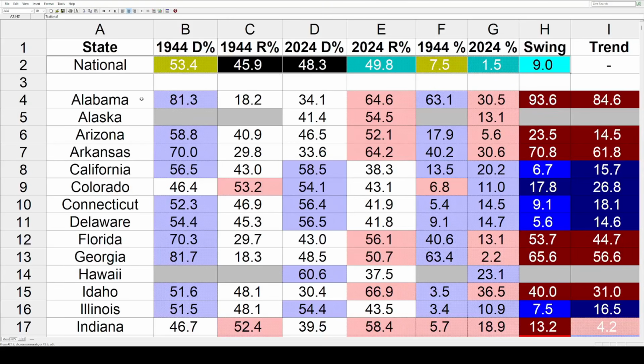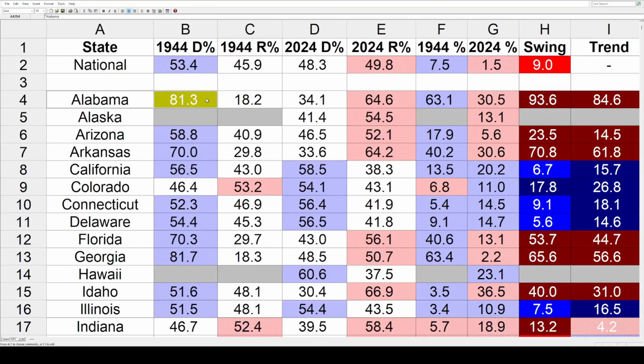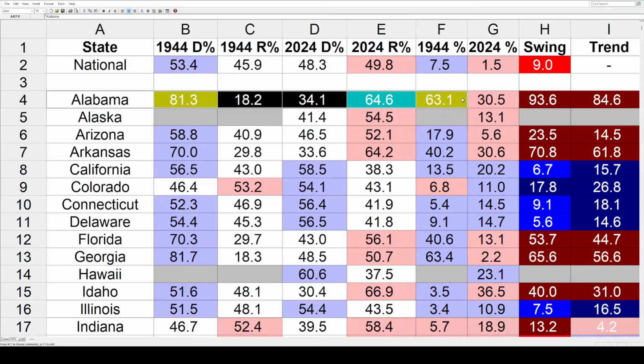Let's start in Alabama. In 1944, Roosevelt carried the state with 81.3. Dewey got 18.2. In 24, Harris went down to 34.1. Trump went up to 64.6. The margin for Roosevelt in 44 was 63.1. And the margin for Trump in 24 was 30.5. At 63.1 away from the Dems, another 30.5 toward the Republicans. You combine those numbers, that comes out to a big red swing of 93.6. And that percent is way above the national popular vote swing. So 93.6 minus 9% gives Alabama a red trend of 84.6. So that's how this works.